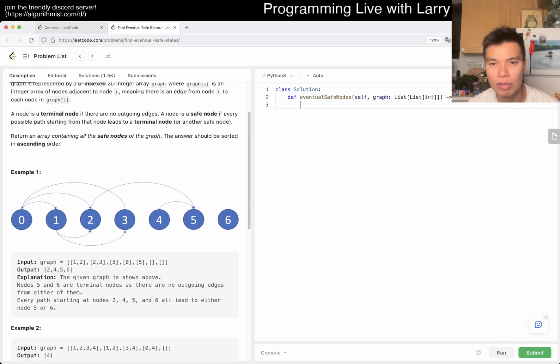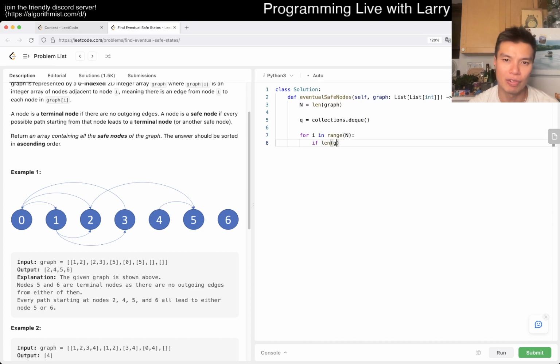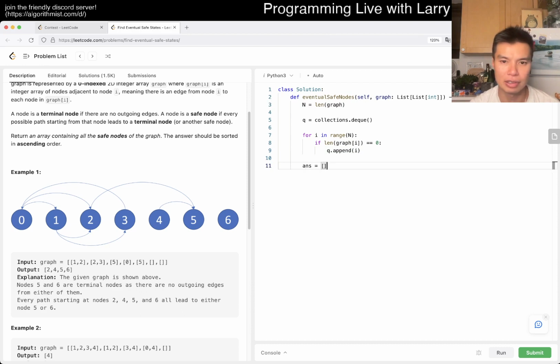Okay. So, and it's equal to length of graph. Depending on the problem, I like to do it correctly anyway. So for i, if length of graph sub i is equal to 0, that means it has no out degree. So then we can append i to answer, and we'll just sort it later.